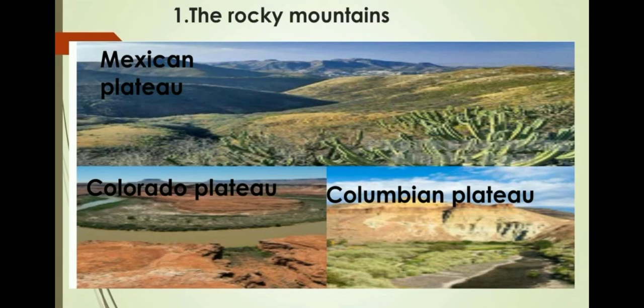The Sierra Nevada is a mountain range in the western United States between the Central Valley of California and the Great Basin. In Mexico, they are called Sierra Madre. The Rockies and the Coast Range are together called the Western Cordilleras. There are high inter-mountain plateaus between the ranges. The prominent ones are the Mexican Plateau, the Colorado Plateau, and the Colombian Plateau.